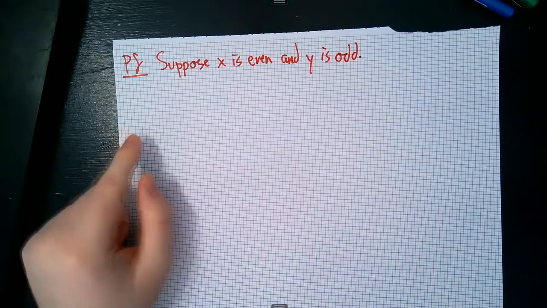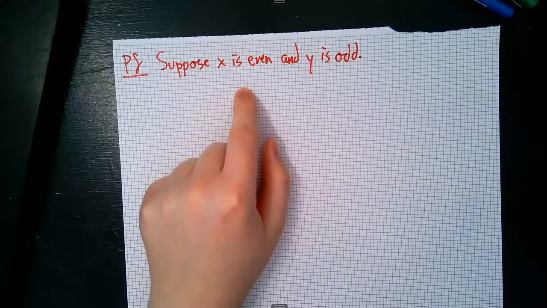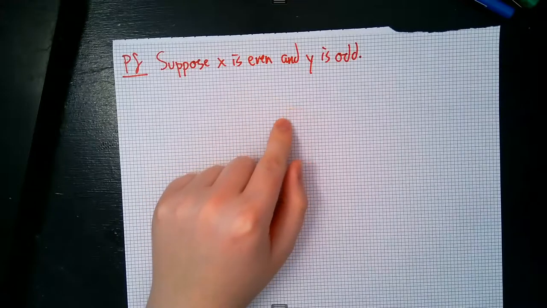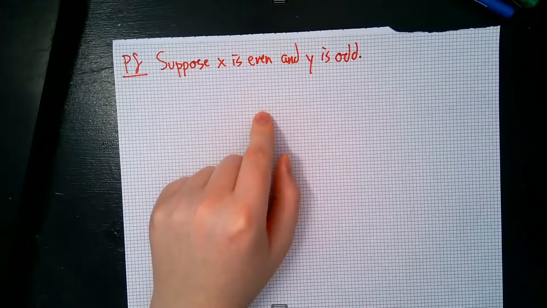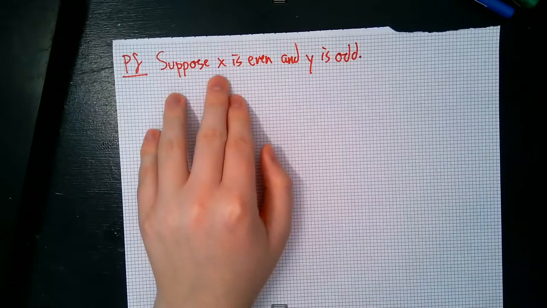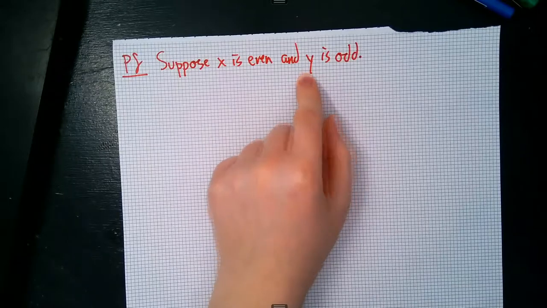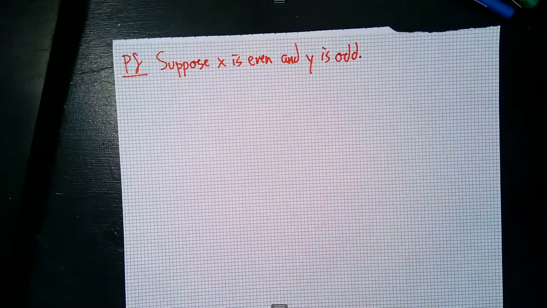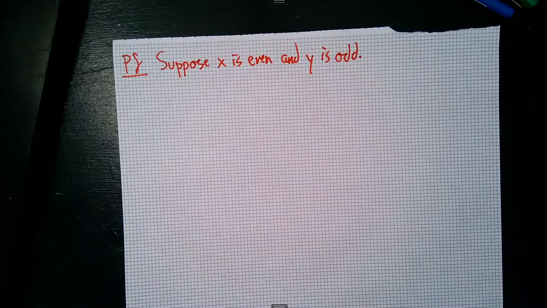Now, it's important to note that we don't need to specify x as an even integer and y as an odd integer, because the definition of even and odd actually specifies that. In this case, x has to be even and y has to be odd. So just saying that x is even or that y is odd gives us the information that x and y are integers. It's totally fine to say let x and y be integers, suppose x is even and y is odd.